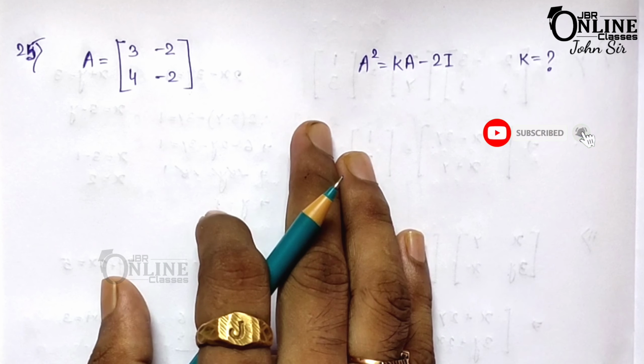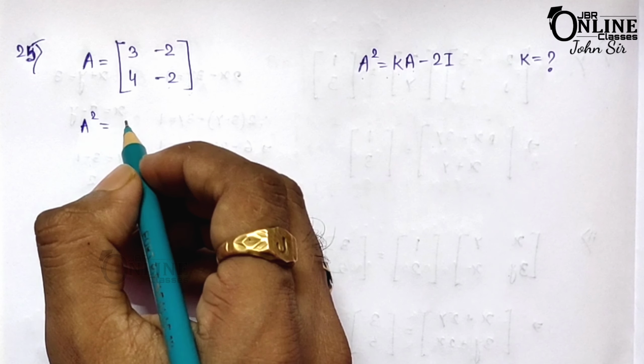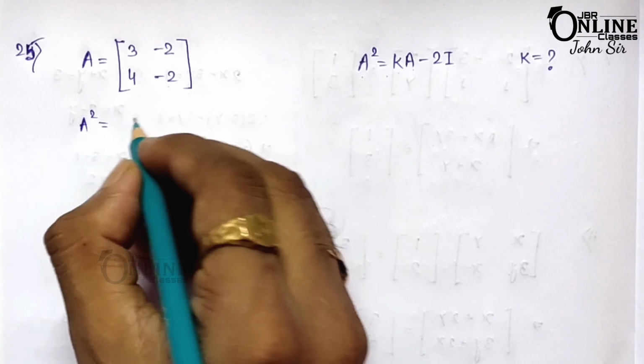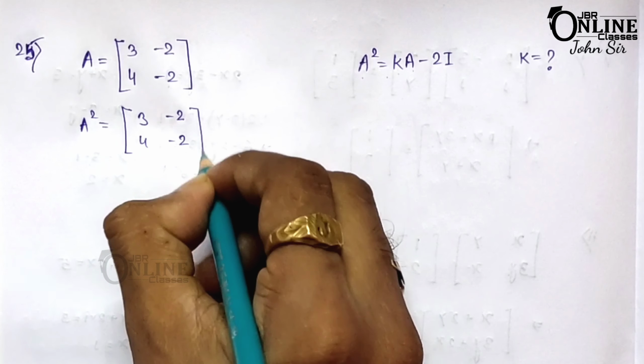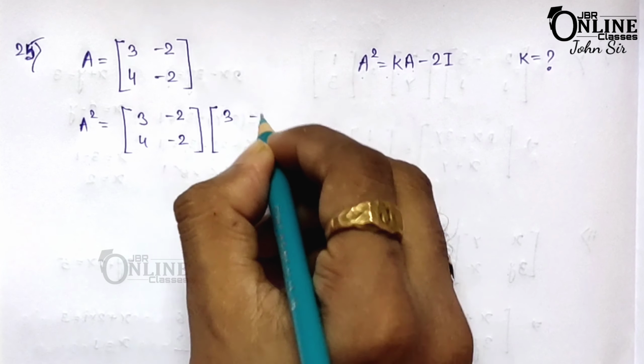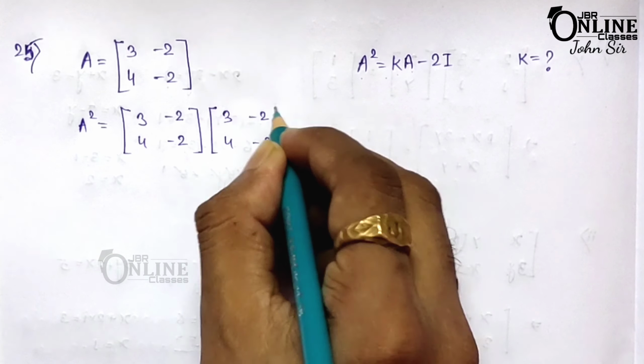So here a equal to 3 minus 2, 4 minus 2, and here a square equal to ka minus 2i, that is the given condition. You have to find out the value of k here. So as here a square, so first you have to find out the value of a square. That means you have to multiply this matrix with itself. So 3 minus 2, 4 minus 2, then again write down 3 minus 2, 4 minus 2.